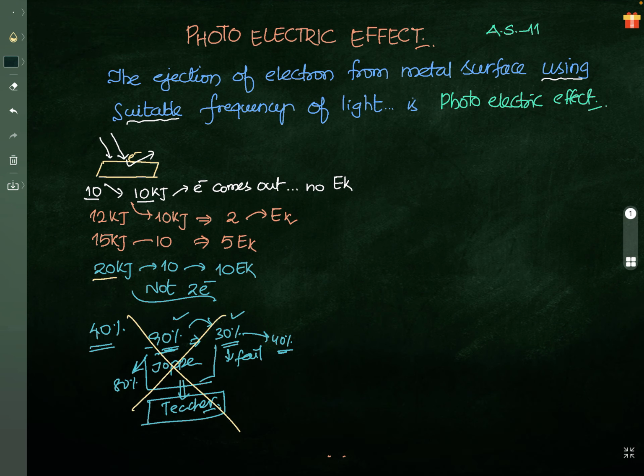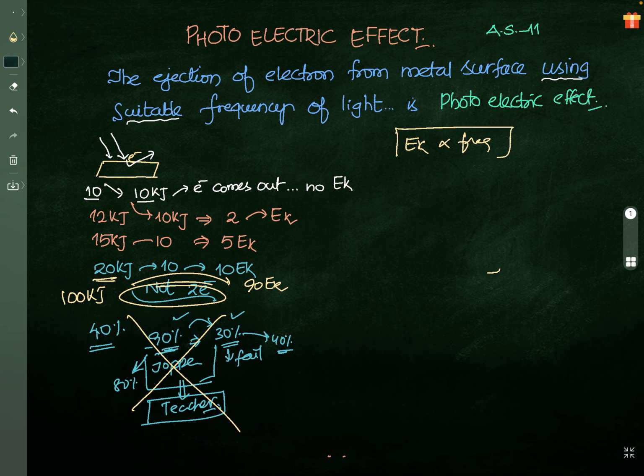So 20 kilojoules of energy means it is of only one radiation and is related to only one electron. Even if you are giving 100 kilojoules of energy, only one electron comes out with 90 kilojoules of kinetic energy. So what we say finally here is, kinetic energy is directly proportional to frequency. As you increase the frequency, kinetic energy will be more.